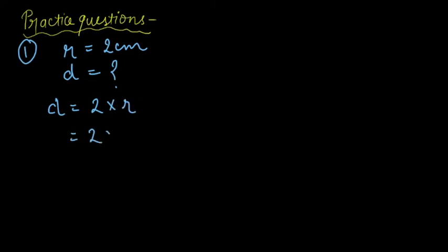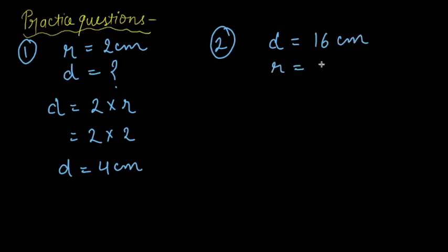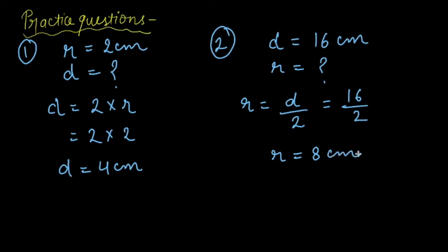Let's see some practice questions. I'll be taking first, if the radius of a circle is 2 centimeter, what will be its diameter? So diameter is twice the radius, therefore 2 into 2, and the diameter will be 4 centimeter, right? Let's see another type of question. If the diameter of a circle is 16 centimeter, what will be its radius? Now radius is what? Half of the diameter. Therefore 16 upon 2, it means this will be 8 centimeter. This is how we calculate radius and diameter.